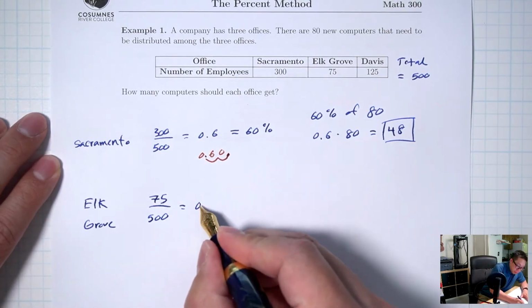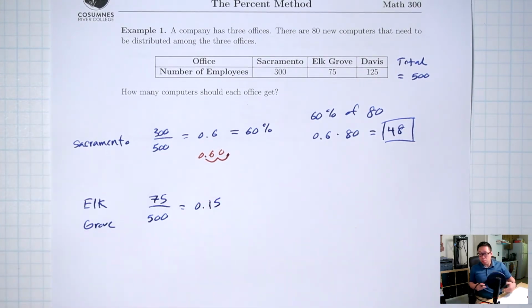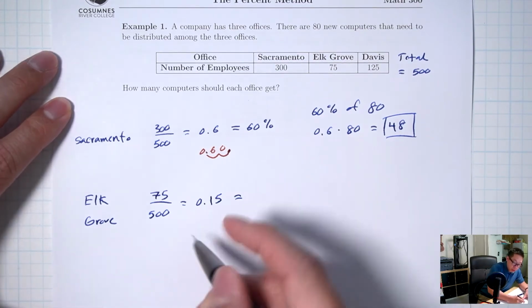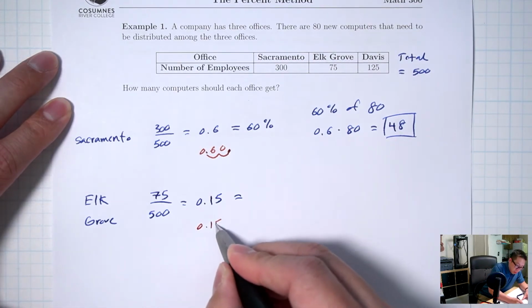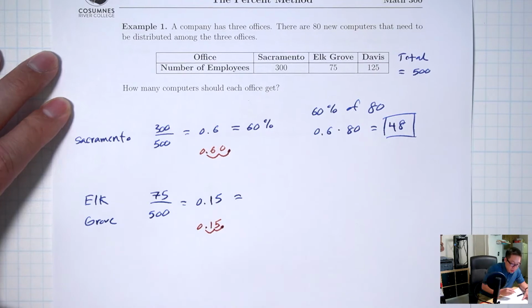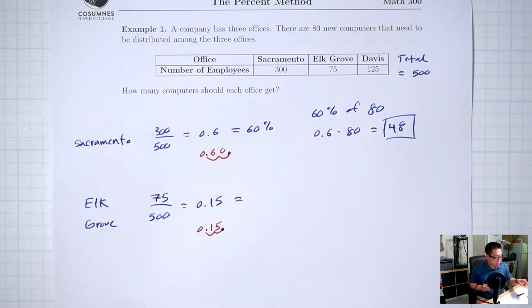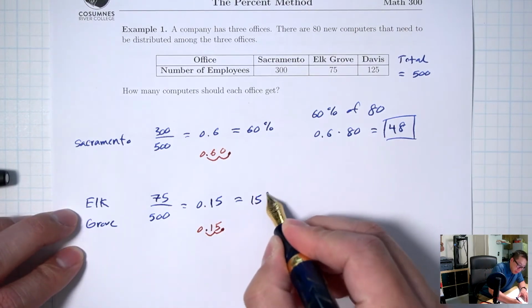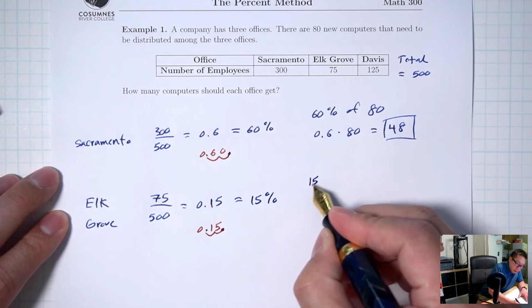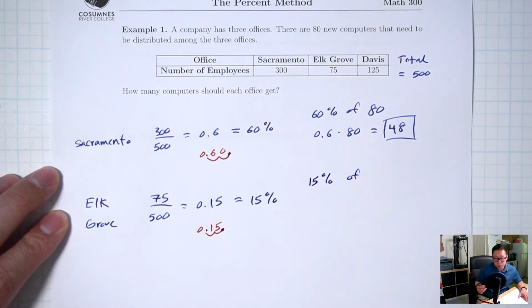0.15. That's a decimal. What percent is that? So once again, convert the decimal to a percent by moving the decimal 2 to the right. 0.15. 2 to the right would be 1, 2. Okay, that's a new decimal point. That's 0.15 decimal, which is really 15. That's 15%. Elk Grove has 15% of the employees. They should probably get 15% of the computers. So 15% of the total number of computers, which is 80.